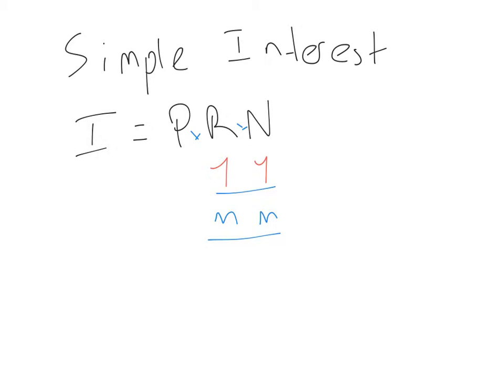Now if they ask you for a total at the end, a total is going to be your principal plus whatever interest was calculated based on your I equals PRN. It's fairly basic. The only time that it gets complicated is if they ask you to find an R or an N or a P. They could ask you to find one of these three letters, and then you'd have to rearrange.